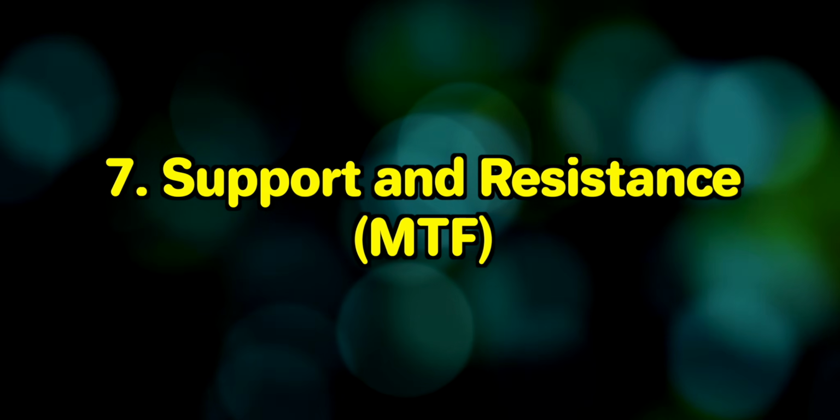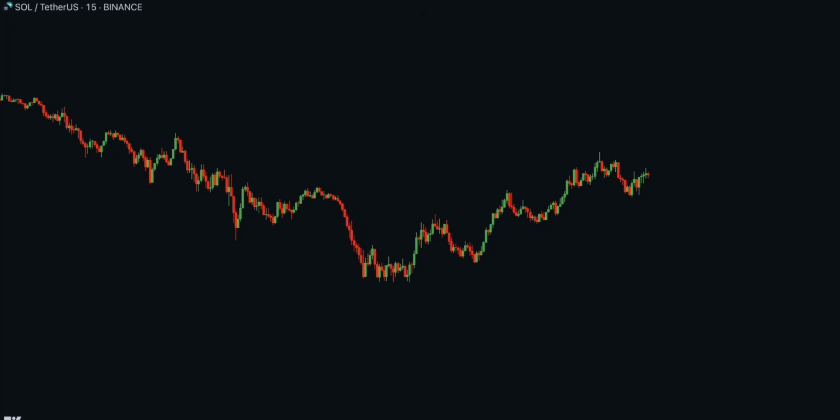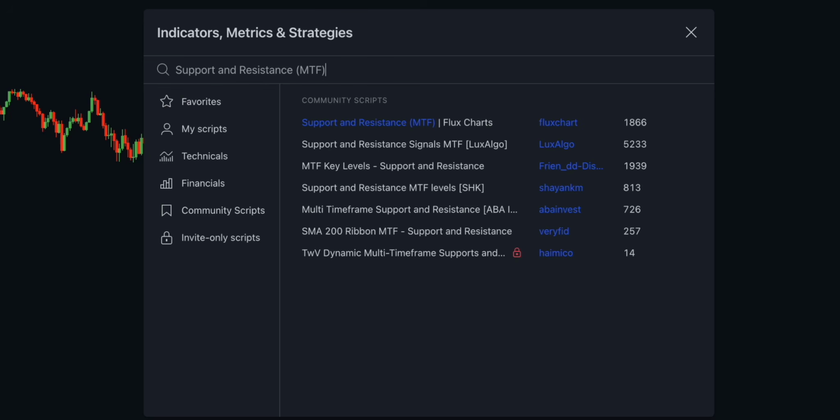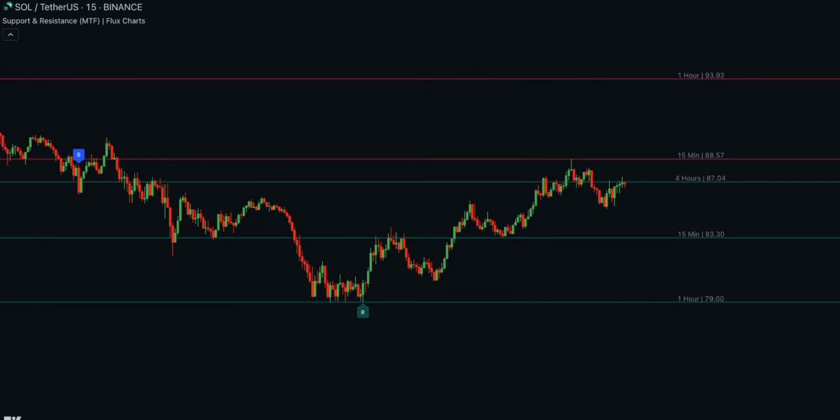Building on the excitement from our introduction, let's dive into the indicator number 7. Once logged into your TradingView account, click on the indicators at the top and search for Support and Resistance MTF. Select this one right here. This groundbreaking tool is engineered to revolutionize your trading experience.